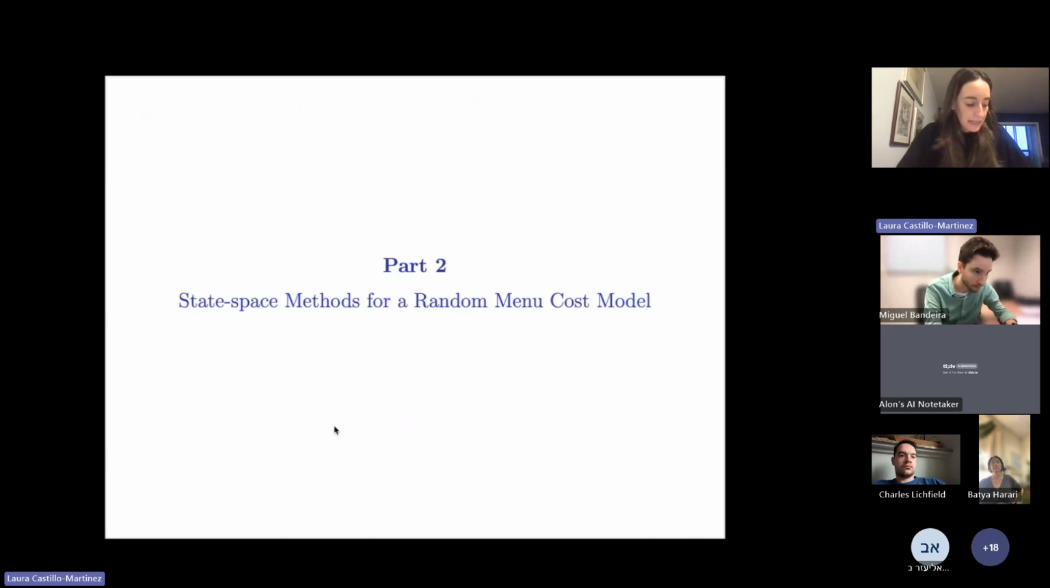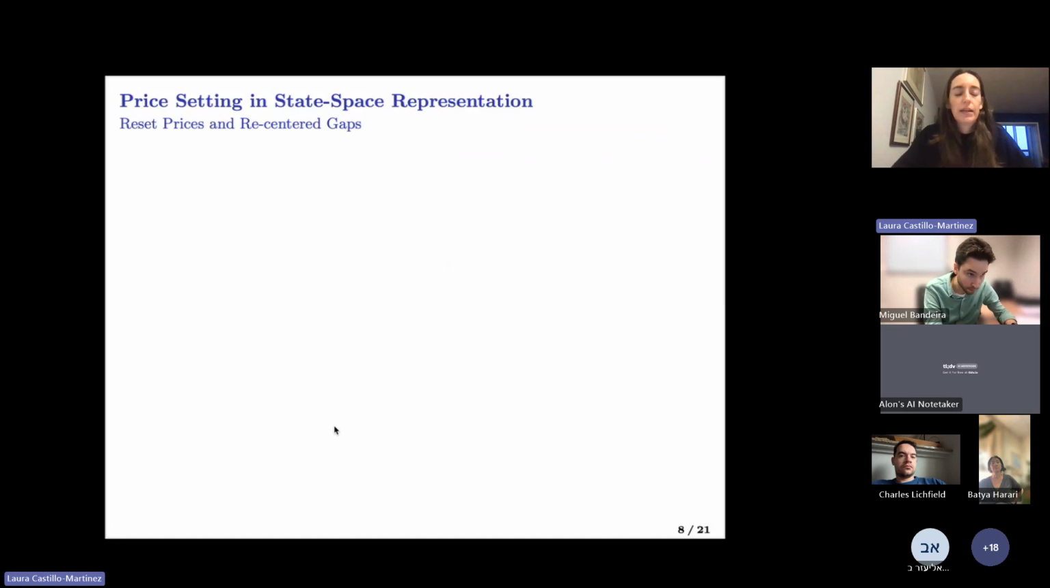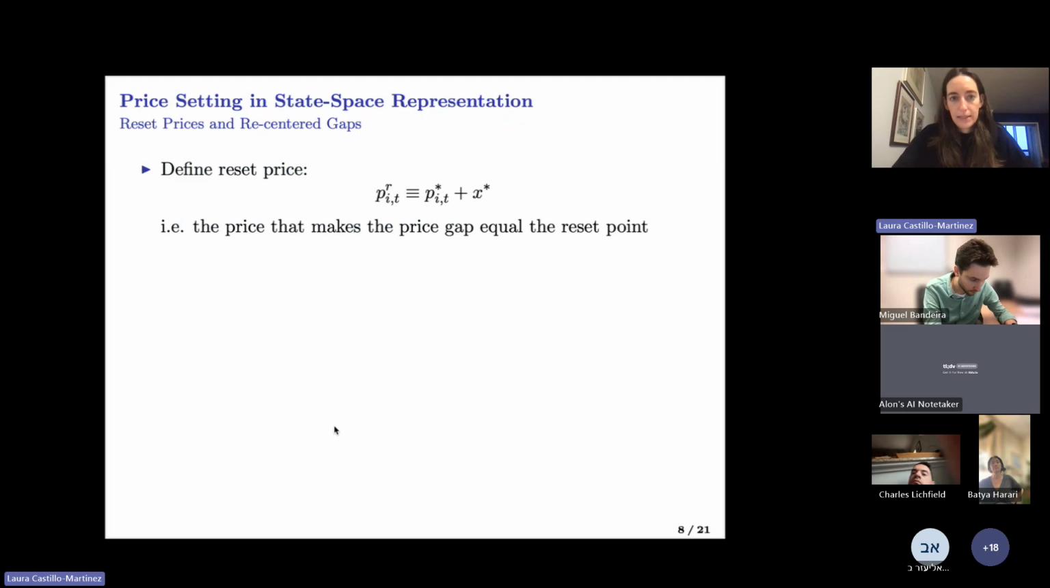Before I get to how we do it, I'm going to change a little bit of the notation of the way we're looking at prices, because that's going to make it easier to show the analytical results that we have.